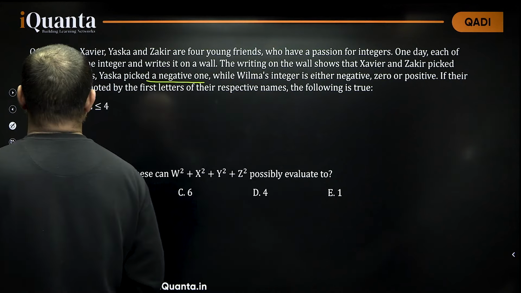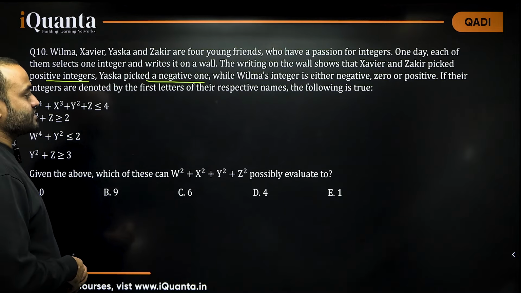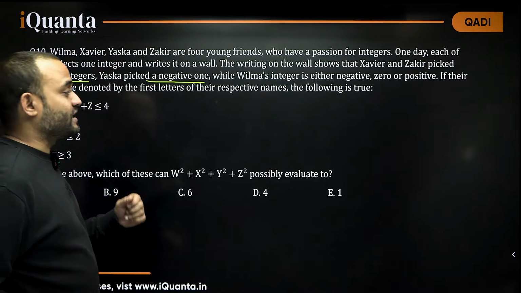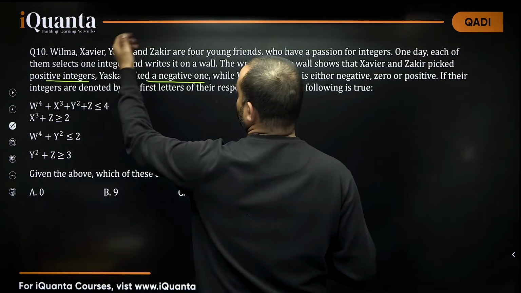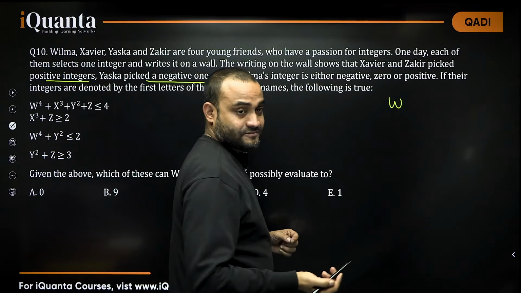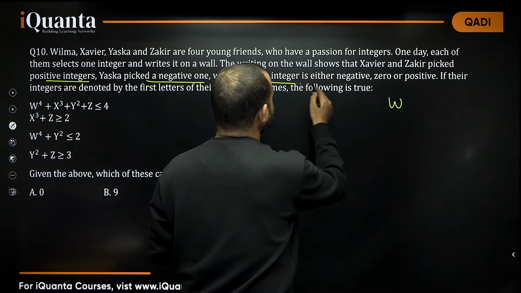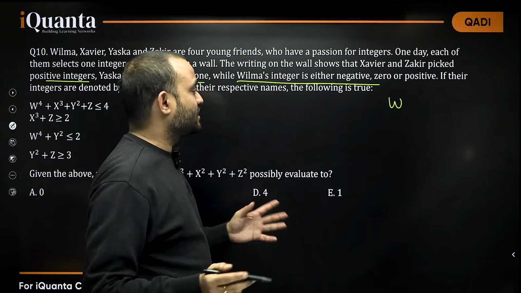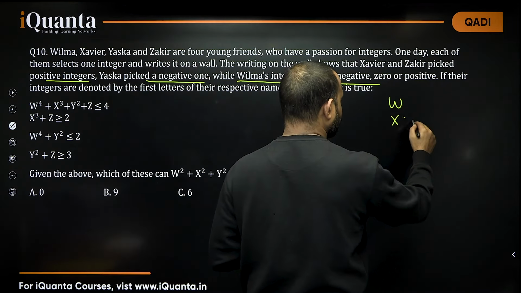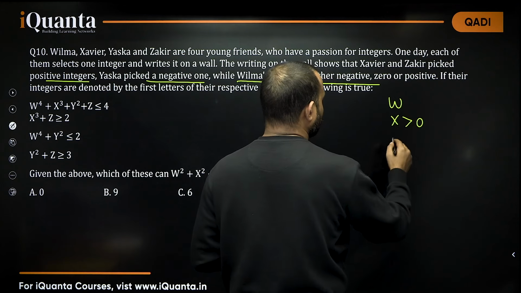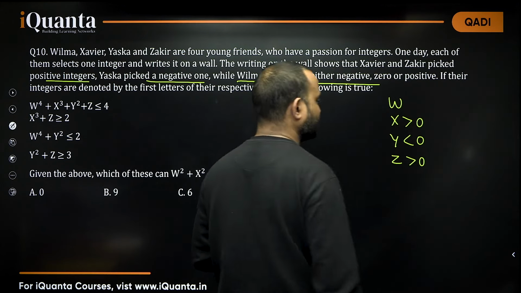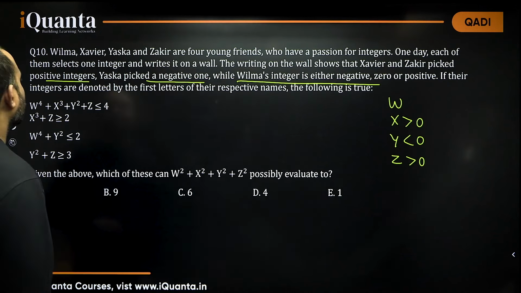If their integers are denoted by the first letters of their respective names, which of the following is true? Respective names meaning w, x, y, z. So regarding w, we cannot say anything. Wilma's integer is either negative, 0 or positive. But regarding x, x is always greater than 0, a positive integer. Regarding y, it's a negative integer, and regarding z, it's always greater than 0. Correct?